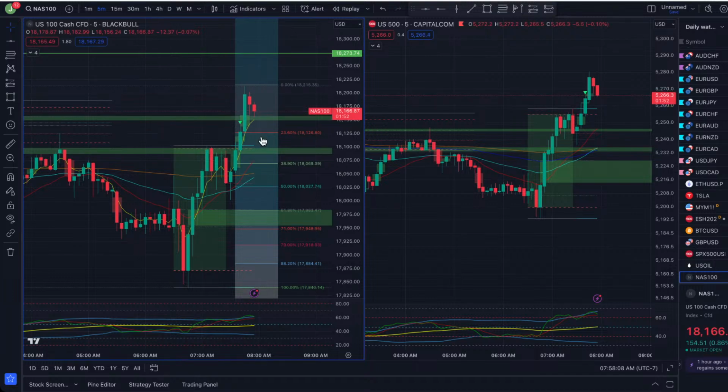I'm hoping to see it retrace back at least close to 18,109, 105. So hopefully around here. Oops, sorry, 109, 105 right here. Back into the top of our zone.